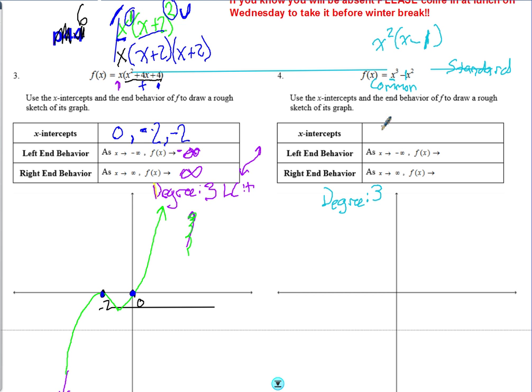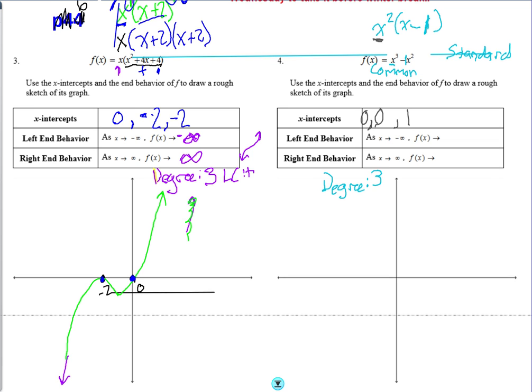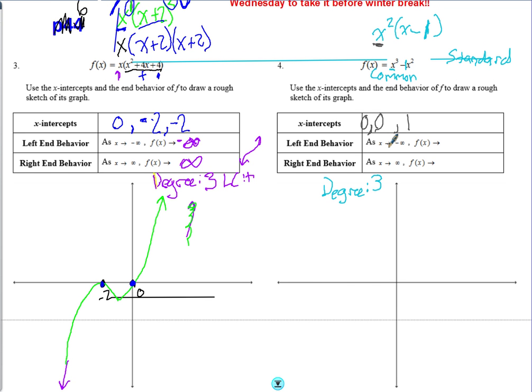So now my x-intercepts are 0 and 1. 0 because I plug in 0 for x, and 0 squared is 0. 1 for here, 1 minus 1 is 0. And as we've usually done, if you want to, you can actually put 0 twice, since it has a multiplicity of 2. And we can go from there.